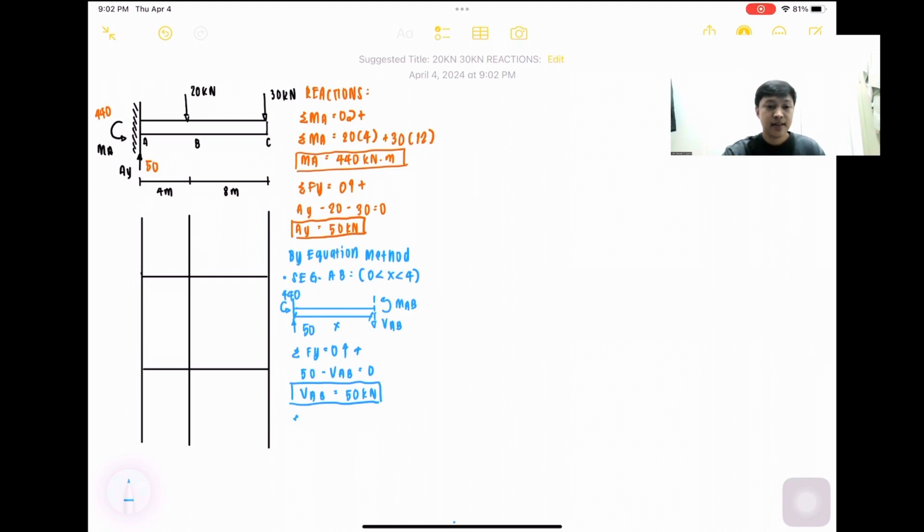Then, next is our moment at AB. Summation of moment AB equals 0, clockwise positive, and our moment at AB is equal to positive 50 multiplied by x minus 440. Now, let us proceed to segment BC.